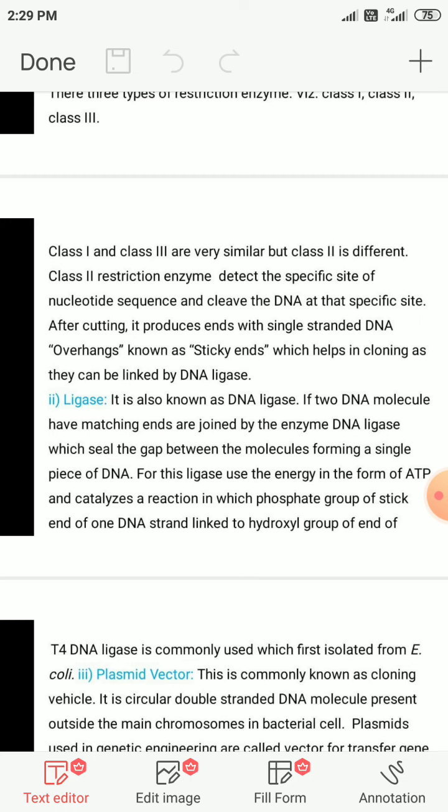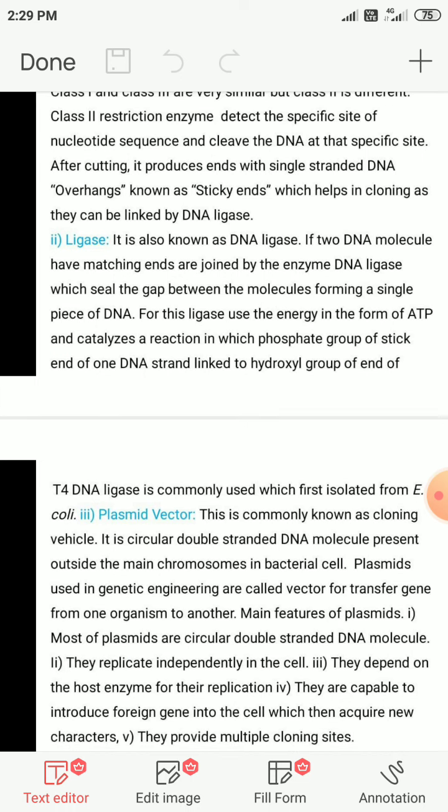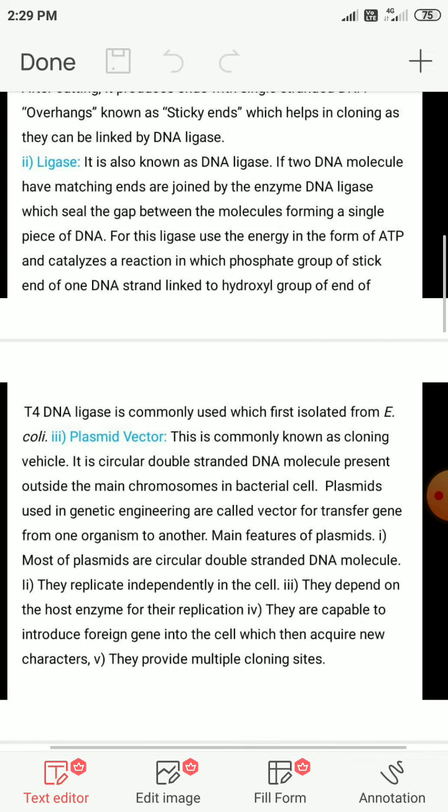For this, ligase uses energy in the form of ATP and catalyzes the reaction in which the phosphate group at the sticky ends of one DNA strand is linked with the hydroxyl group at the end of the other DNA. T4 DNA ligase, first isolated from E. coli, is commonly used. Second, there is the plasmid vector.